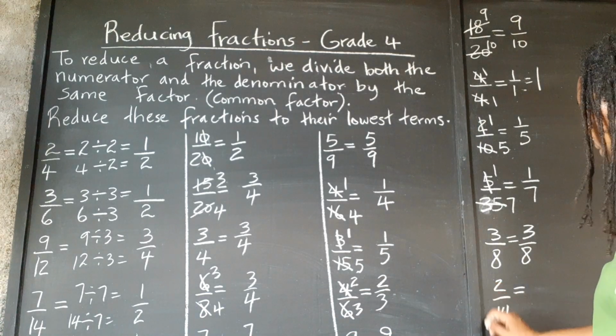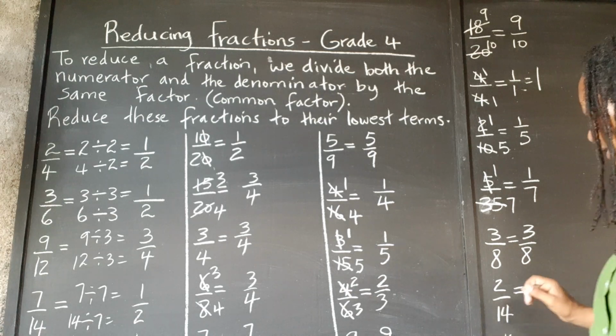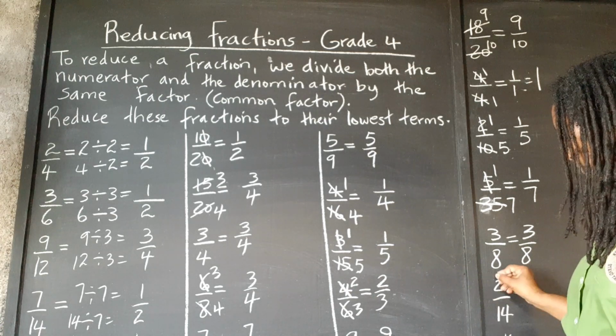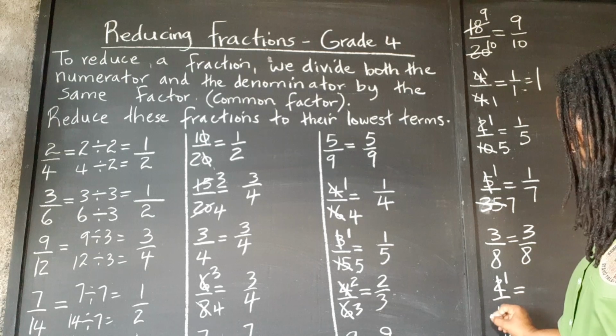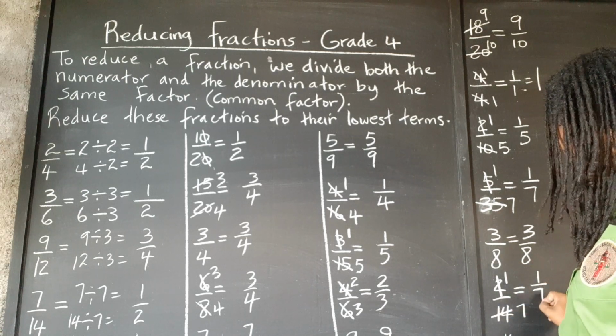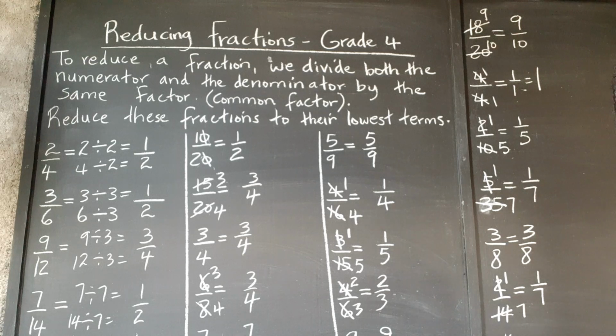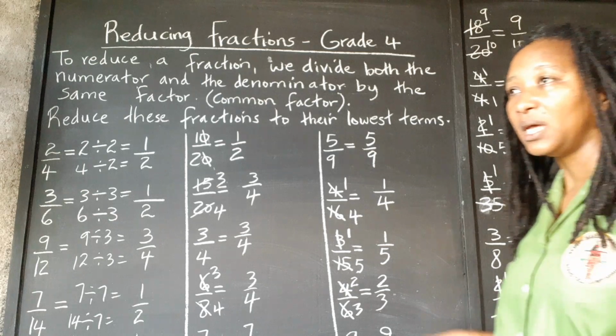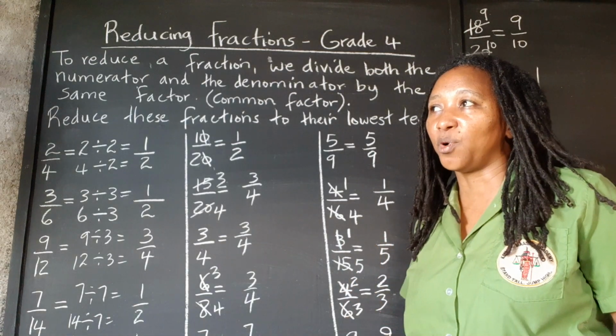So we have 2 over 14. These are even numbers. We know 2 can go into them. 2 into 2, 1. 2 into 14, 7. That's 1 over 7. And finally, we have 16 over 20. 16 over 20. They are both even numbers.